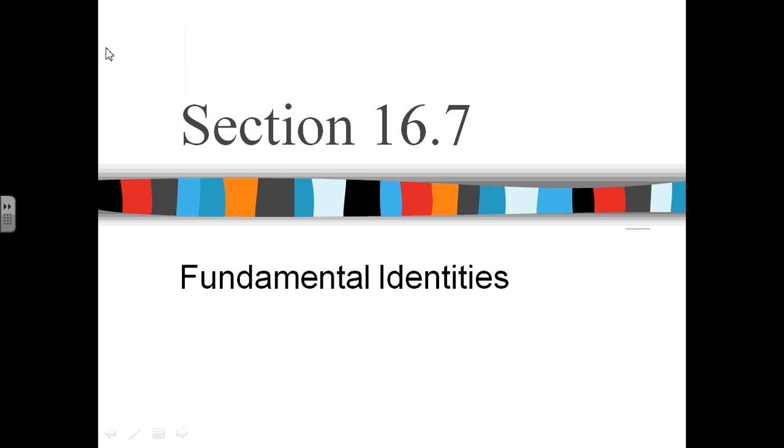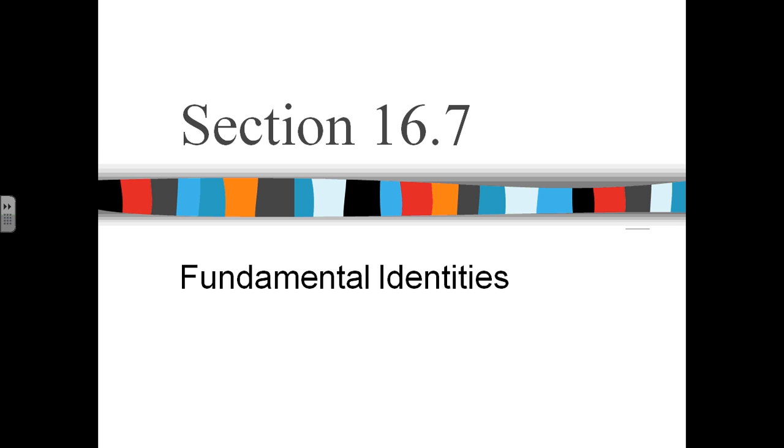Alright folks, we had a lot of fun with graphing, didn't we? And now we get to move on to trig identities and all the things that we can do with trig identities, which is going to include your second favorite thing, which is proving things. Aren't you excited? Okay, so the first section that we're going to talk about deals with just our fundamental identities.